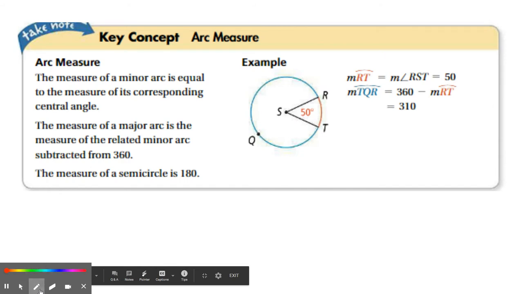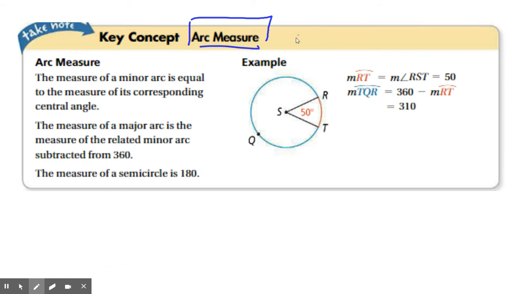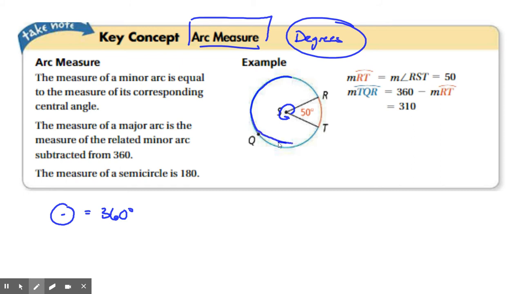So now, one of the key things, not to be confused with arc length, is called arc measure. Arcs are measured in degrees, just like angles are. Now you'll see that they're very much related to central angles. The first thing I want you to understand is that a circle equals 360 degrees. I don't care if it's one rotation here or out here, this is 360 degrees. It doesn't matter how big the circle is.